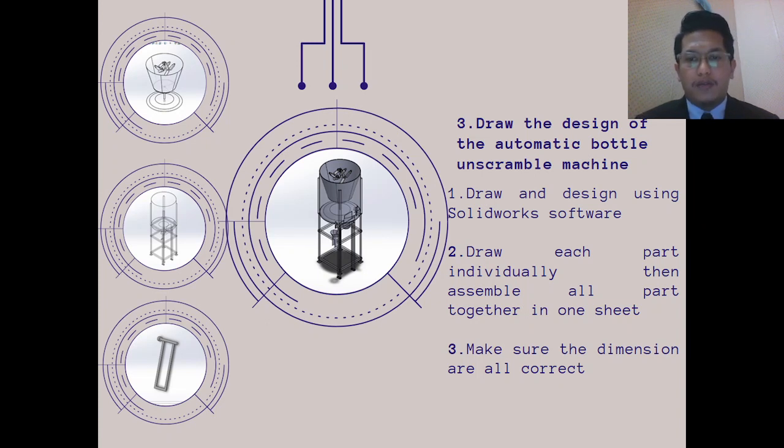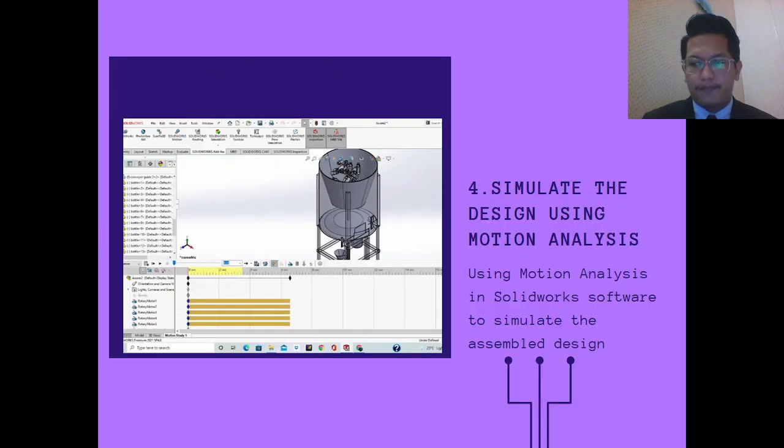Third is to draw the design of the automatic bottle unscramble machine. I drew and designed the components in SolidWorks software one by one, and then assembled all parts together in one sheet, and also made sure the dimensions are all correct, because it will be helpful when fabricating the prototype.